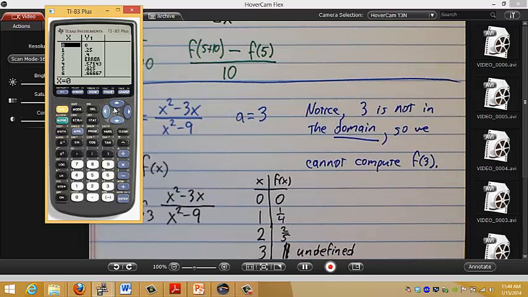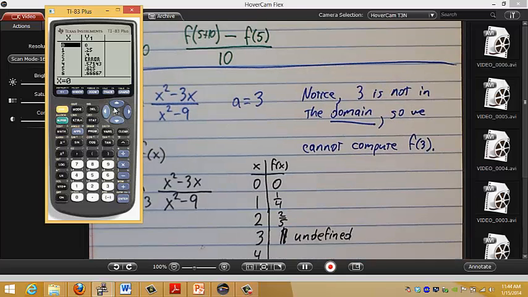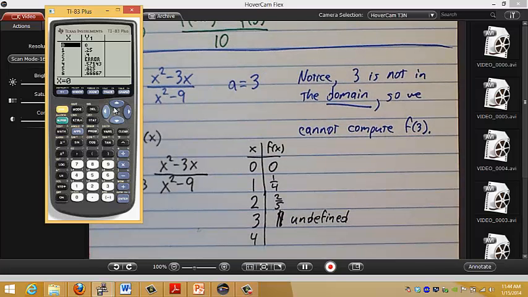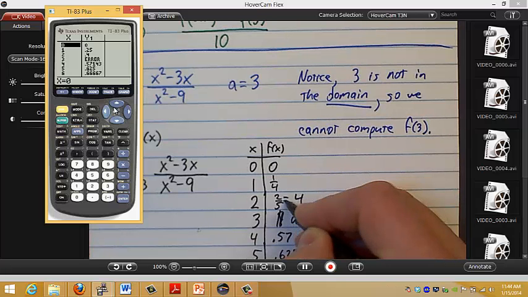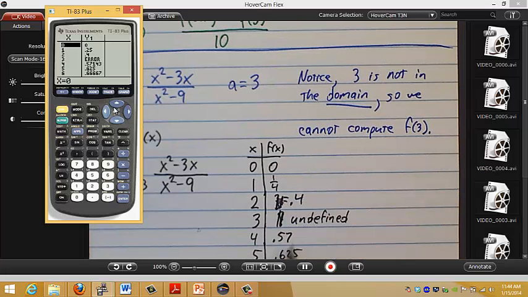F of 4, what's it say? 0.57 something? Okay. And F of 5 is 0.625. So this was 0.4, and this was undefined, and this is about 0.57. So it's interesting.